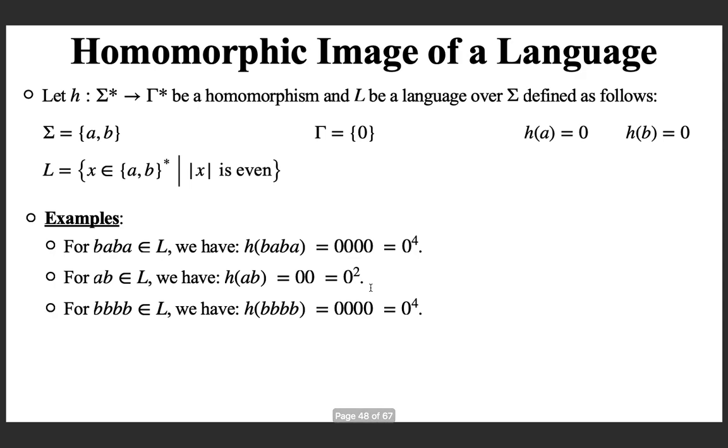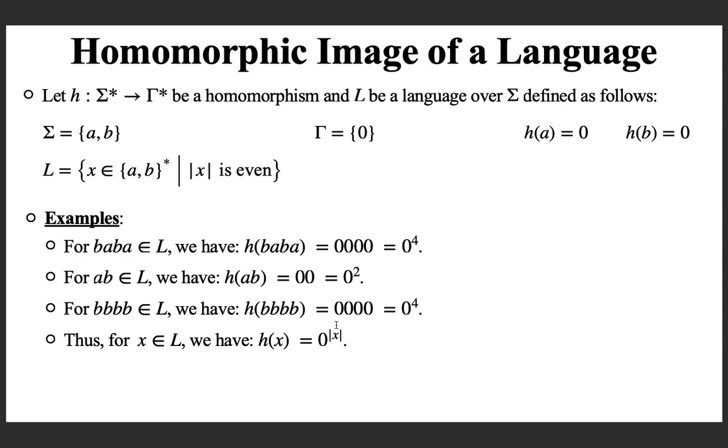Another example, if you look at this string, you will find the homomorphic image as 0 raised to 4, same as this. In general, you can see that for any string x in the language, we have the homomorphic image as 0 to the power length of x. In each case, that is what we are getting, because every symbol is mapped to 0. So the homomorphic image is nothing but that number of zeros, that is it.